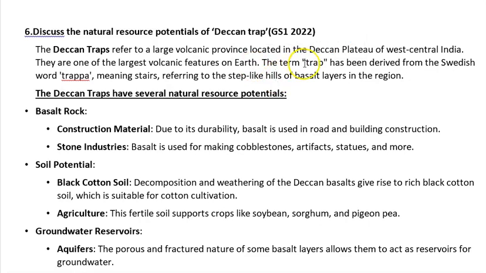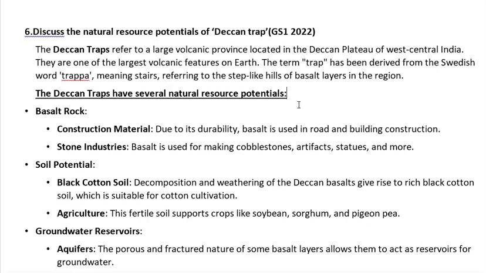Then it is one of the largest volcanic features on the earth. Why is it called Deccan Traps? Trap is taken from a Swedish word called trappa. Trappa means stairs. We know that this area is made up of basaltic rocks, and these basaltic rocks are arranged as step-like hills. So write such an introduction. Anything you can write in that manner.